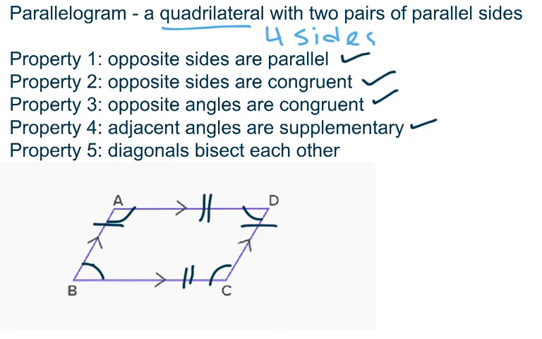So A and B have to equal 180 degrees when you add them together. D and C have to equal 180 degrees. A and D have to equal 180 degrees. B and C have to equal 180 degrees.